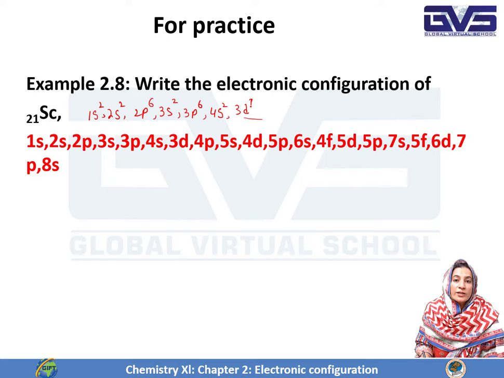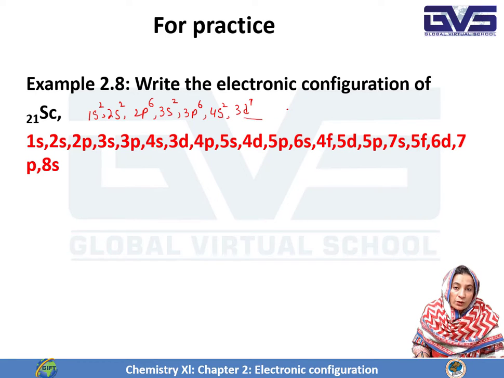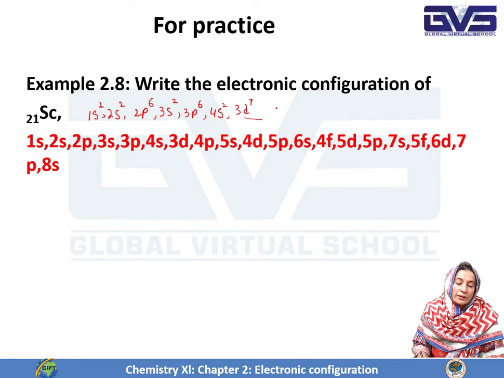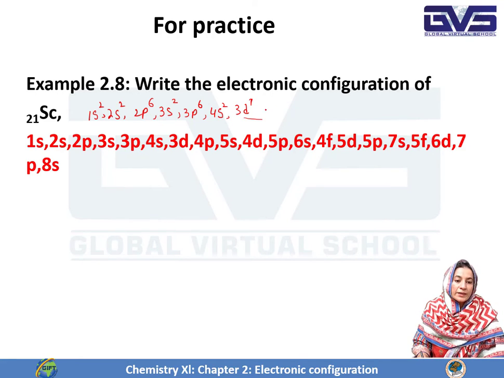Otherwise, if you have more than 1, you have to write the dxy, dyz, dxz, and then you have to apply Hund's rule. The first electrons will be distributed in all the orbitals. If any are left, they will be paired with any one orbital in the degenerate orbitals.